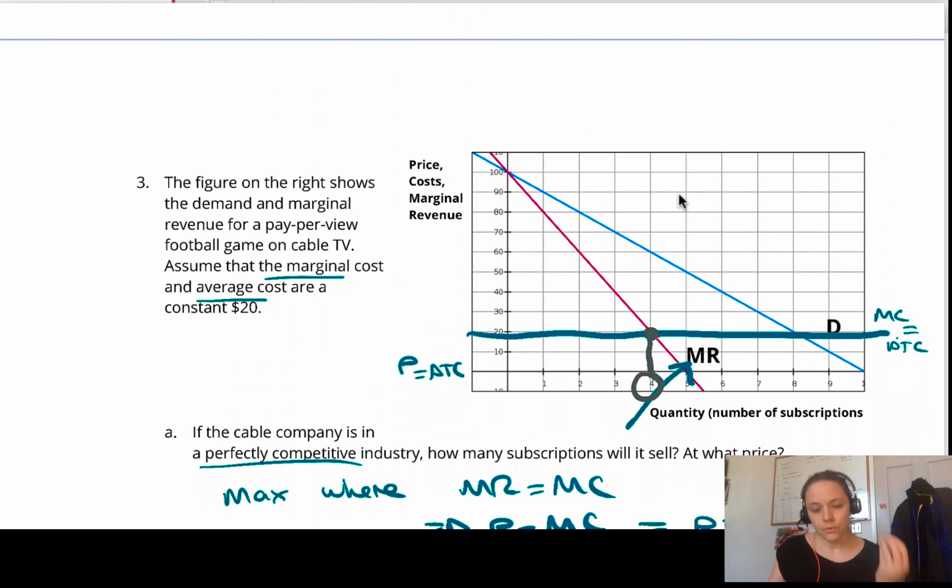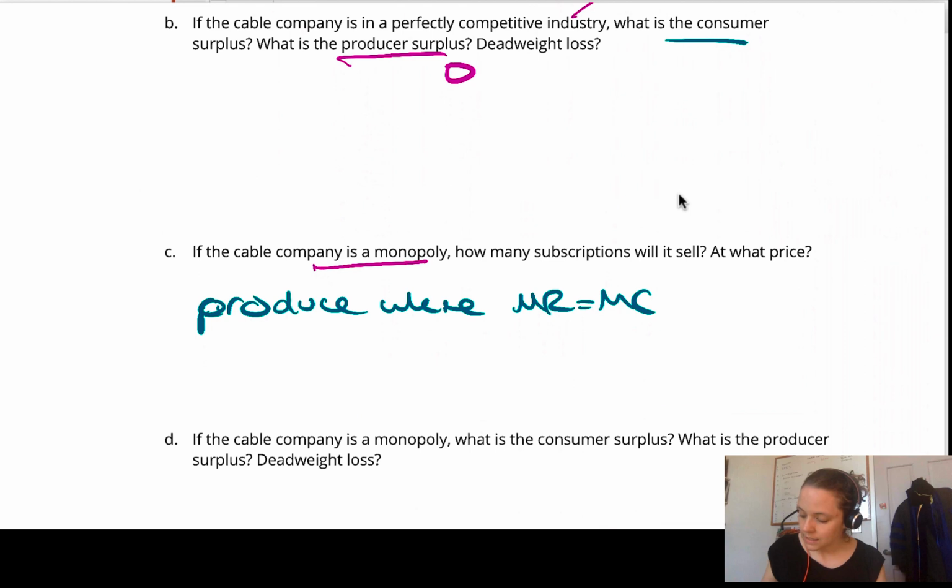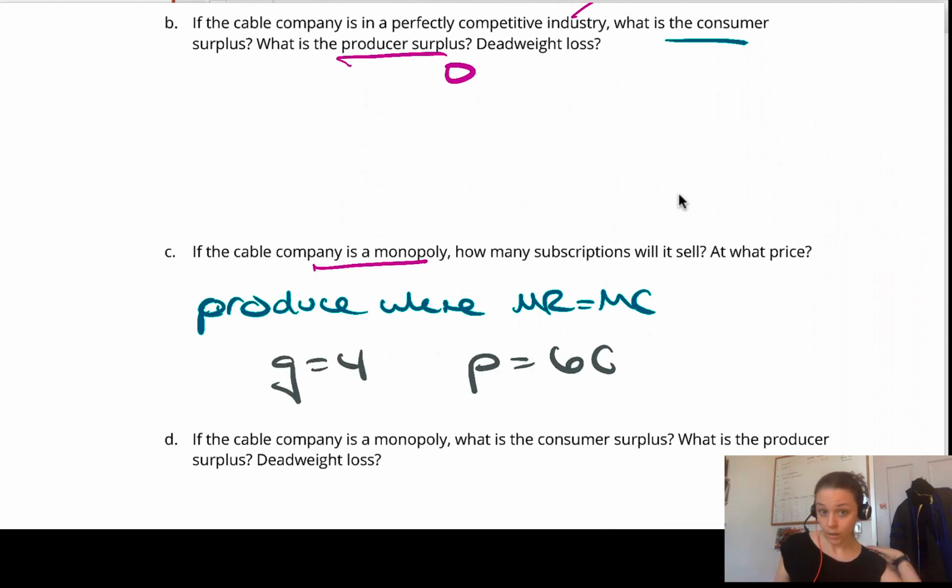And when we say what is the price, we must remember that the price is not the ATC, because the monopolist has market power. It can raise the price, and it will raise the price up to the demand curve, because that's what the market will bear if they're only selling 4. So they sell 4 at 60. That's great. So let's write that down. That means that Q is 4, P is 60, and we can see that's a higher price and fewer quantities sold than it was in a perfectly competitive market.